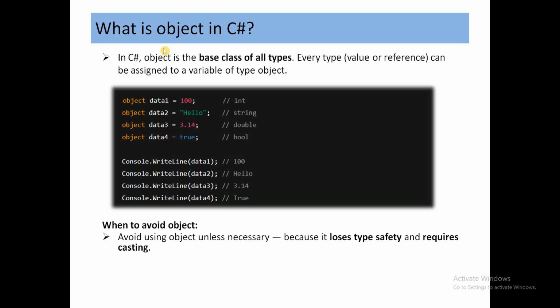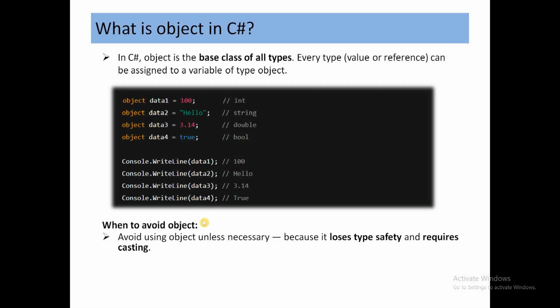Next topic is object in C#. As we already studied about the object data type, it can store any kind of data type. It will store numbers, strings, doubles or float values, or any boolean values. It supports all formats if we want to use the object data type. In C#, object is the base class of all types. Every type value or reference can be assigned to a variable of type object. We can assign any kind of value, whether it is a string, numbers, or boolean.